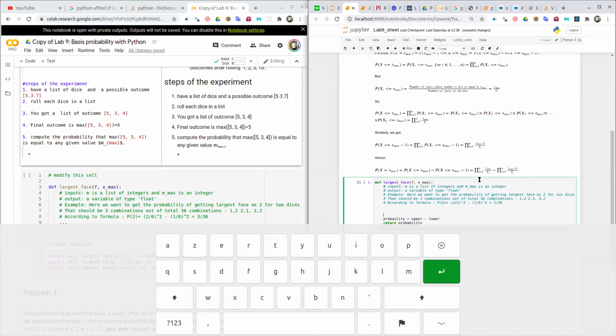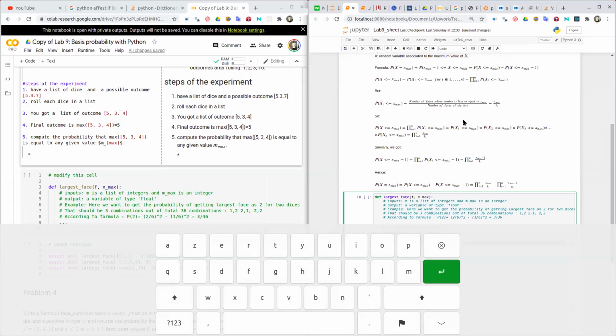Okay. To compute the probability that the face appearing at the top is less than or equal to M max, we take M max divided by the number of faces. The number of faces is here.